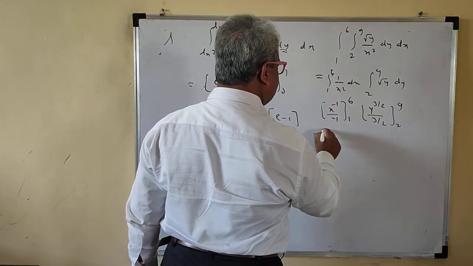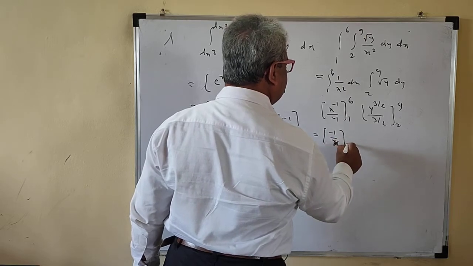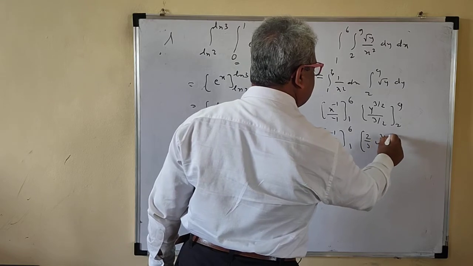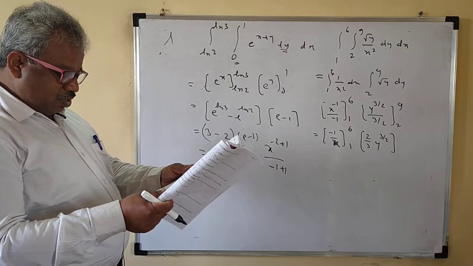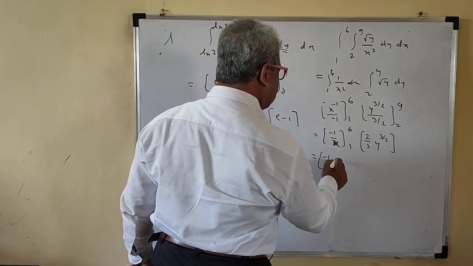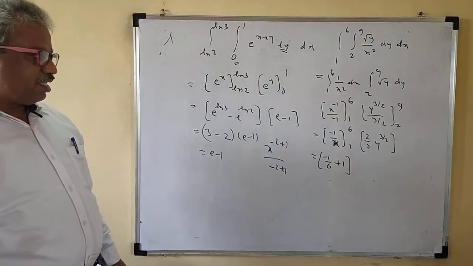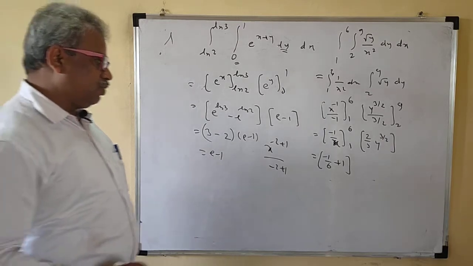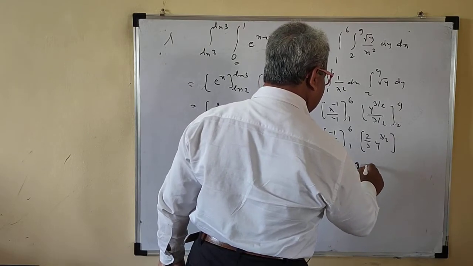So what is this then? This is minus 1 by x, from 1 to 6, and this is 2 by 3 y to the power 3 by 2. Is it 2 to 9? Okay, 2 to 9, it's correct. Now this is minus 1 by 6, minus becomes plus 1. If you put x is equal to 1, then it is minus of minus 1, so it becomes plus 1. So then this is 2 by 3.